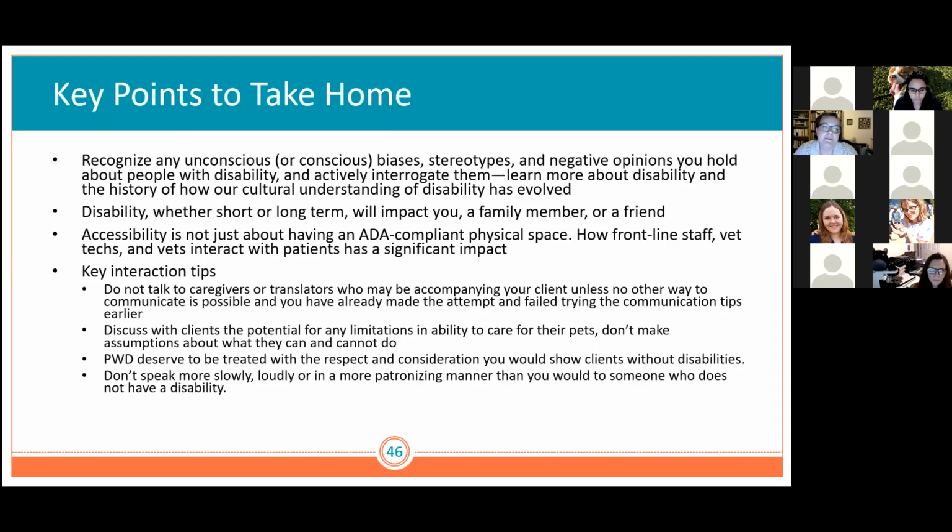We also need to remember that accessibility is not just about having an ADA compliant physical space. How the frontline staff, techs, and vets interact with patients also has a significant impact on your accessibility. And then a few key interaction tips that we feel are particularly important is, again, to not talk to caregivers or translators who may be accompanying your client unless no other way to communicate is possible and you have made the attempt and failed in your efforts.